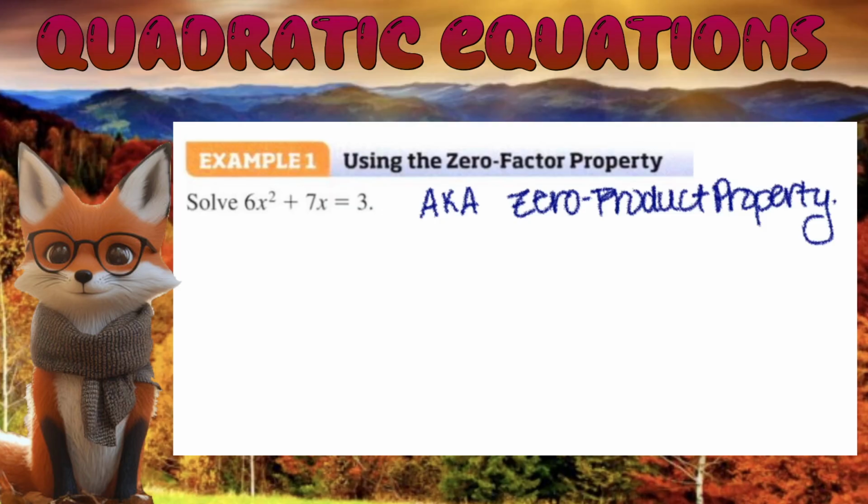There are quadratic expressions, which have no equal sign, and you probably have to factor. And there are quadratic equations, which we'll probably have to solve. One method is the zero factor or zero product property, where we factor to solve, but you must get it equal to 0 first. So I'm going to subtract 3: 6x squared plus 7x minus 3 is 0.